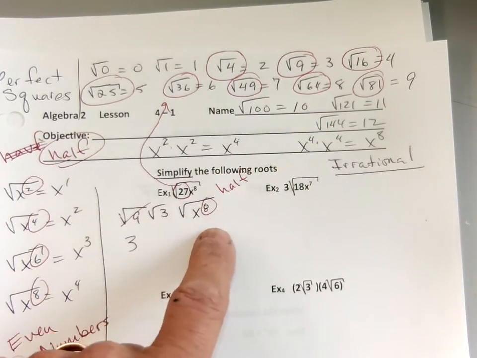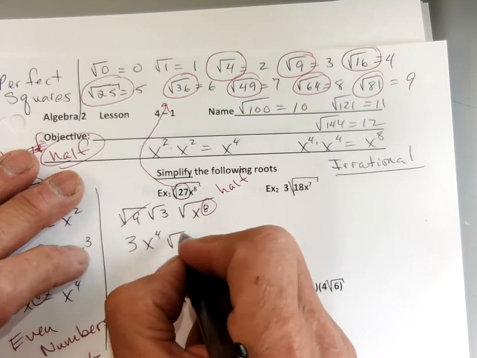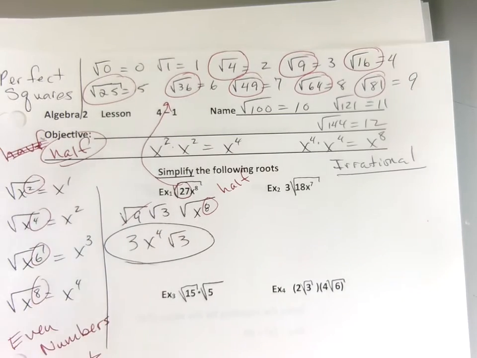So I'm going to take half of 8, which is going to be a 4x to the 4th times the square root of 3. So what we've done is we've reduced it. We've pulled out some numbers that will help us later, okay? All right, let's keep going.